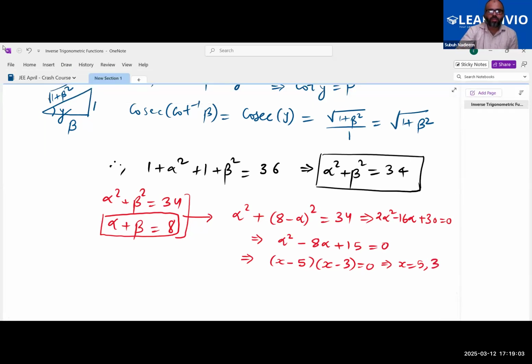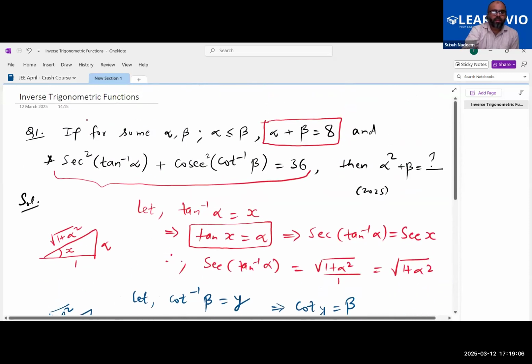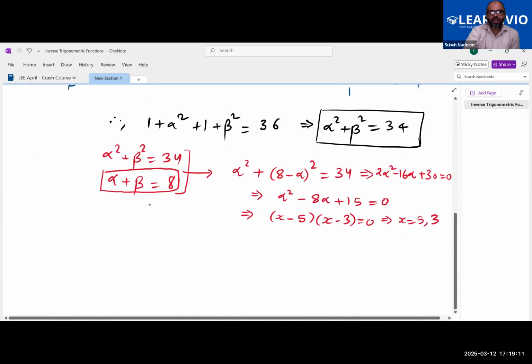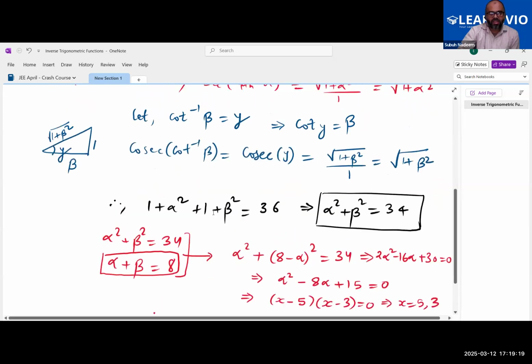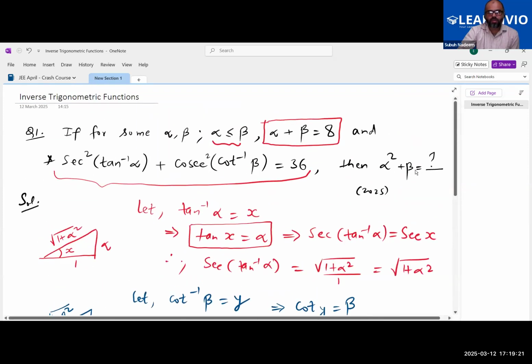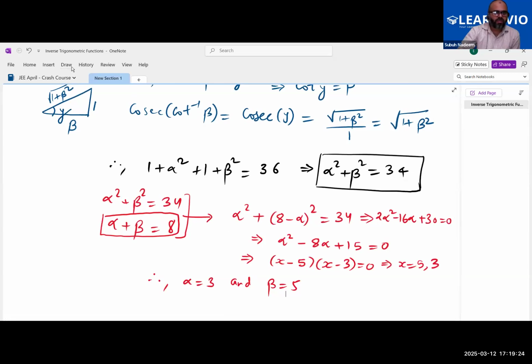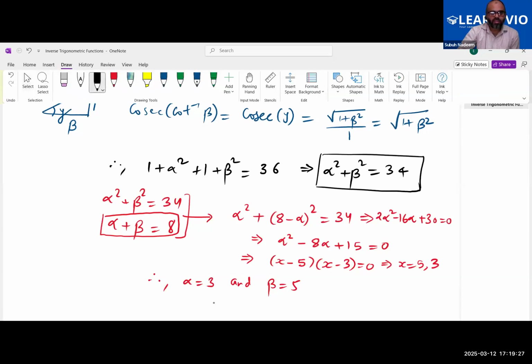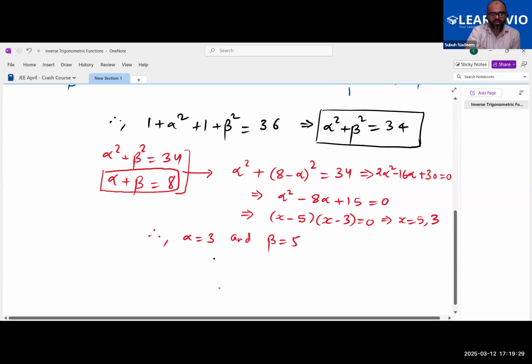So there is a condition which was given earlier. If you see the question, alpha is less than or equal to beta. So the smaller value is alpha and the greater value is beta. Therefore, alpha is 3 and beta is equal to 5. And the value which we have to find is alpha square plus beta. So alpha square plus beta is equal to 9 plus 5, the square of 3 is 9, so 14. This will be your answer.